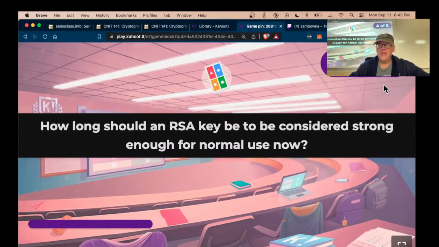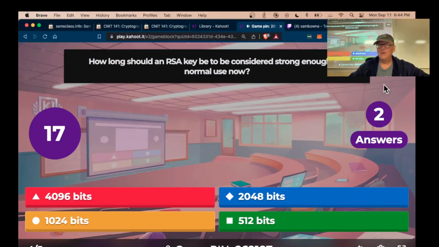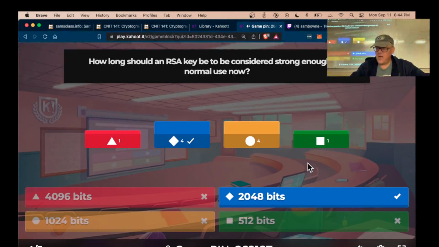All right, how long should an RSA key be to be strong enough for normal use now? An important issue in practical uses. Right now, 2048 is considered strong enough, but within about 7 years, we're supposed to upgrade to 3072, or bigger, of course.